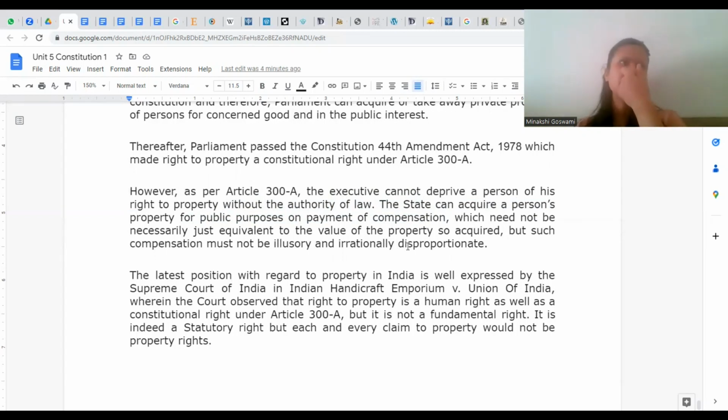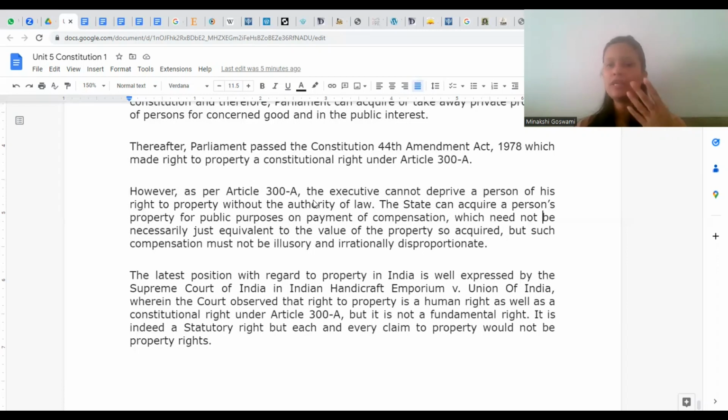We even have a legislation; there is a subject that you will get in your later semesters called Land law. There we have a legislation called the Right to Fair Compensation and Transparency in Land Acquisition, Rehabilitation and Resettlement Act. In case someone's property is acquired, they need to get fair compensation. There must be rehabilitation and resettlement provisions also.